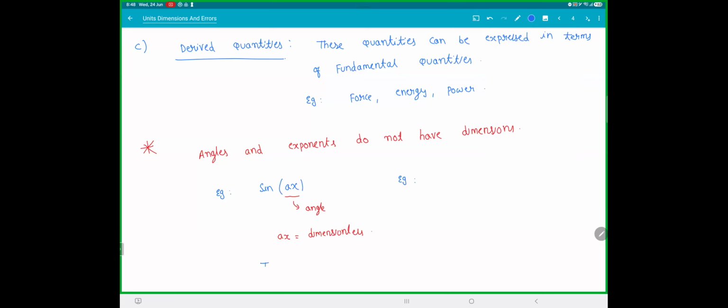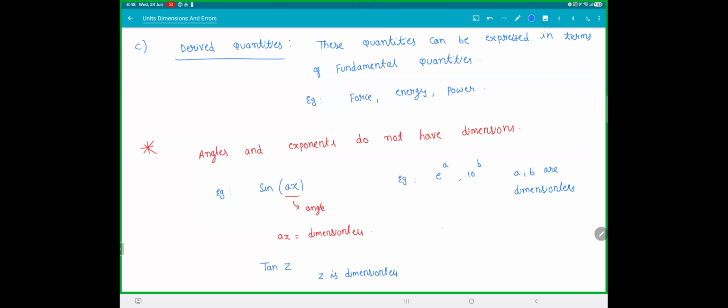Right? If someone says tan Z, that Z must be dimensionless. So basically it's a tan of an angle. And just now we saw angles don't have dimensions. Suppose you have something like e power A, that A must be dimensionless. 10 power B, so A and B are dimensionless. The powers cannot have any dimensions.